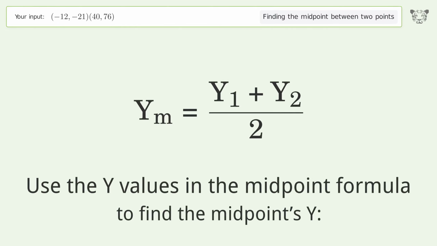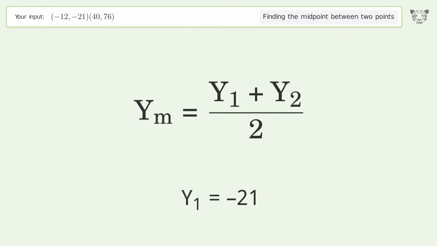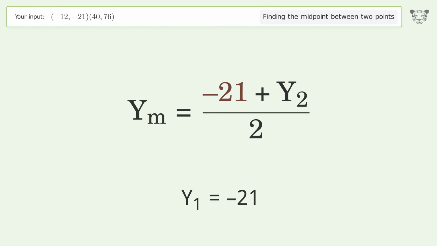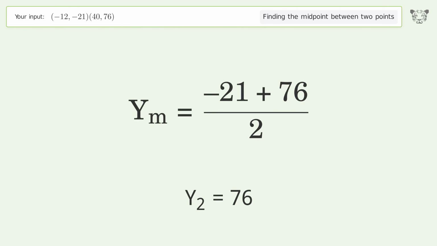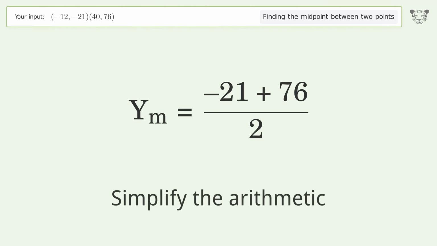Use the y values in the midpoint formula to find the midpoint's y. y1 equals -21. y2 equals 76. Simplify the arithmetic.